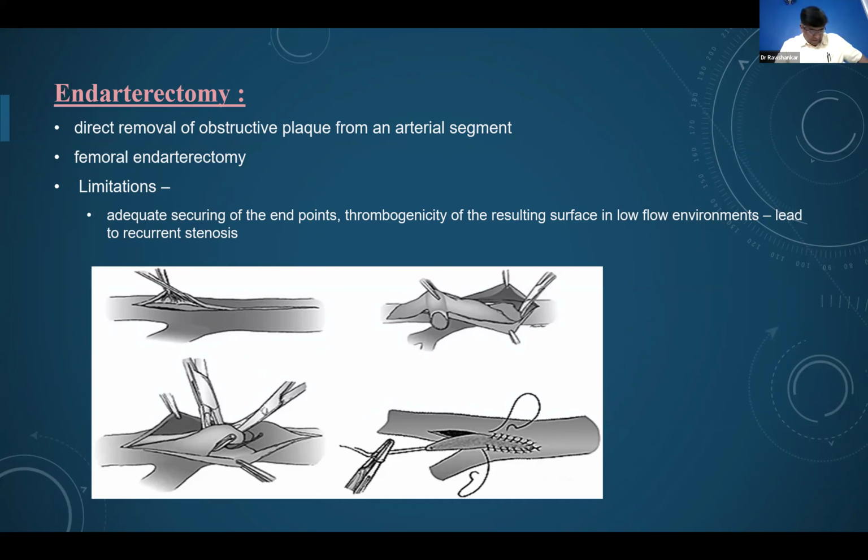Okay, then there are newer procedures called atherectomy. What you said about endarterectomy can also be done percutaneously. That is directional atherectomy, which rotates in a particular direction and cuts through the calcium and the plaques. Then there are rotational ones where it rotates at very great speeds.